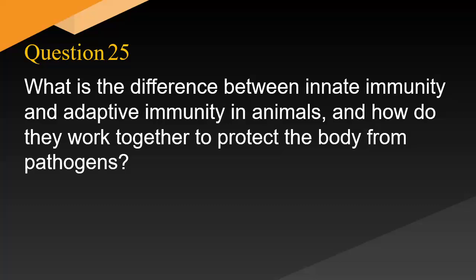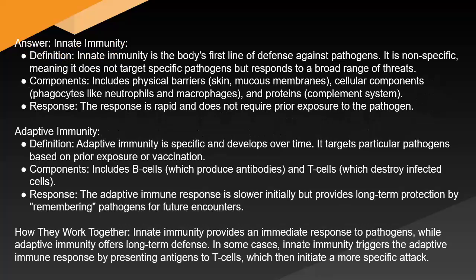What is the difference between innate immunity and adaptive immunity in animals, and how do they work together to protect the body from pathogens? Answer: innate immunity. Definition: innate immunity is the body's first line of defense against pathogens. It is non-specific, meaning it does not target specific pathogens but responds to a broad range of threats. Components: includes physical barriers, skin, mucous membranes, cellular components, phagocytes like neutrophils and macrophages, and proteins. Complement system. Response: the response is rapid and does not require prior exposure to the pathogen.